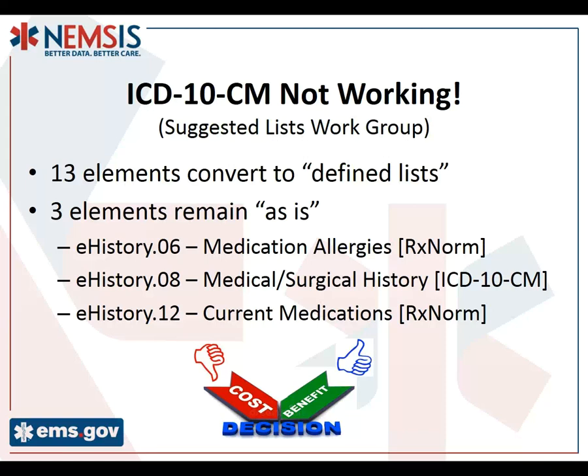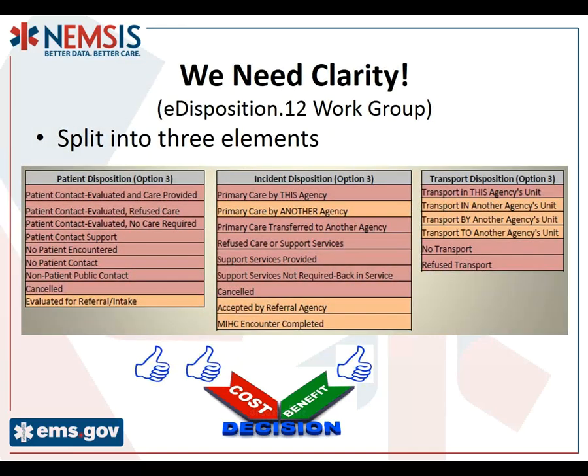elements. So the cost of this, there will be more education. Things are not getting more complex, they're getting easier, so I think that the costs are probably lower than the benefits, really clarifying, making it easier for an EMS provider to complete a record by just looking through a logical list. And then finally, e-disposition 12 groups. Their proposal is splitting that into 3 elements. Now we'll have a clear understanding of patient disposition, incident disposition, and transport disposition in 3 elements rather than our poor providers trying to work through e-disposition 12 to answer all 3 concepts in one question.